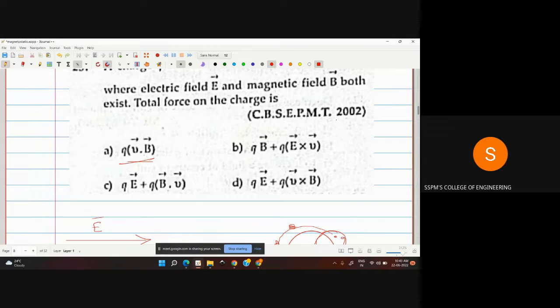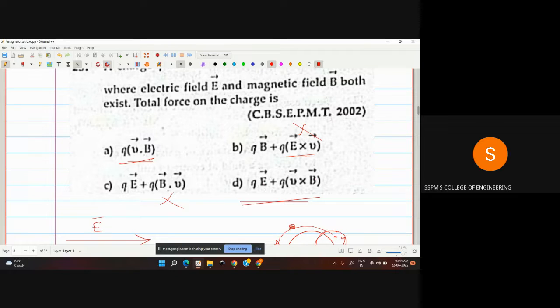आता इथे काय केलंय सेकंड ऑप्शन मध्ये E cross V दिलेला आहे बघा, but E is represented by a straight line. If any vector is represented by straight line, then you cannot use cross product. त्यामुळे हे पण इनव्हॅलिड आहे. हा पण इनव्हॅलिड आहे, इथे डॉट प्रोडक्ट वापरलेला आहे. सो ऑप्शन D is a correct option. Q E bar plus Q V bar cross B bar.